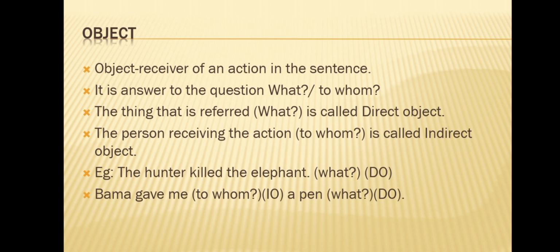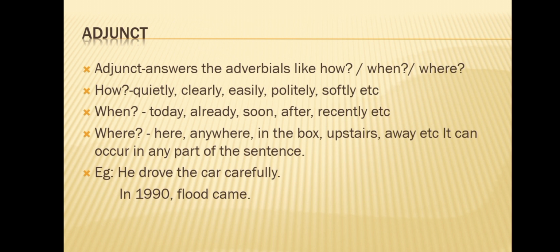Then we have the adjunct at last. So an adjunct is something which is called extra information in the sentence. A sentence can stand without an adjunct, but it offers some extra information. So it answers the question how, when, and where. An adjunct may happen at any part of the sentence. It may come at the beginning, it may come at the end, or in the middle, anywhere. So it answers the question how, when, and where.